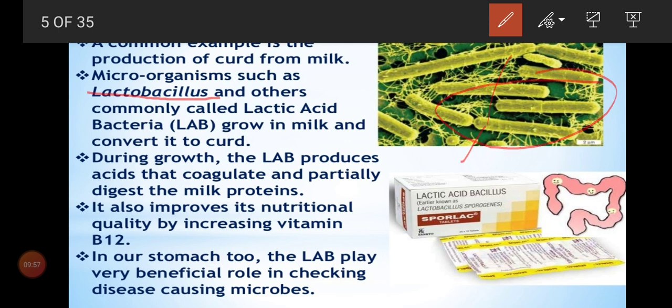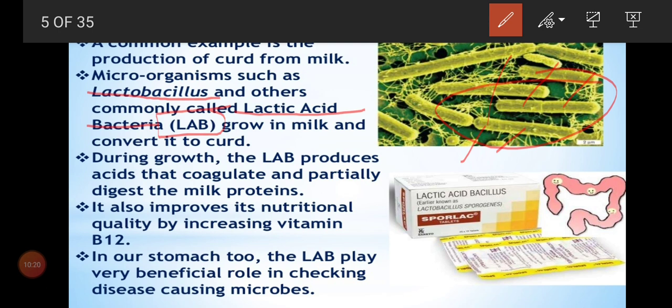flagella. Flagella is there. So the rod shaped bacterium can change the sugar nature, okay, in the milk, lactose sugar. So that's why it is very specific, lactobacillus. And commonly we call it lactic acid bacteria, LAB. This word is very, very important.